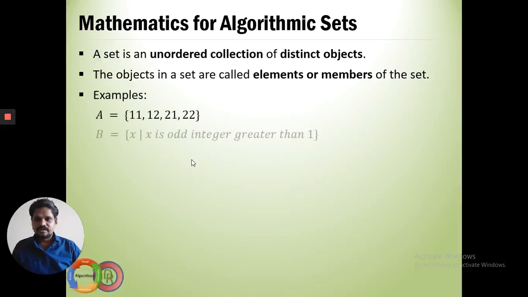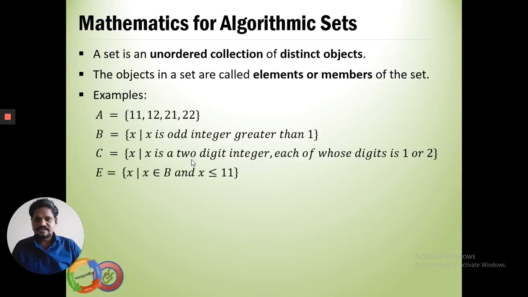Right? Now the examples. Here we can see A is a set comprising the four numbers 11, 12, 21, 22. No definition is given, but still we can say these four numbers comprise a set. That itself is a definition. Now B, here we can say X is any number which is an odd integer greater than 1. Okay, odd integer greater than 1. So it will be 3, 5, 7, 9 and so on. So it is given by the definition. Now obviously in nature it is infinite. Infinite numbers can be greater than 1 and odd.